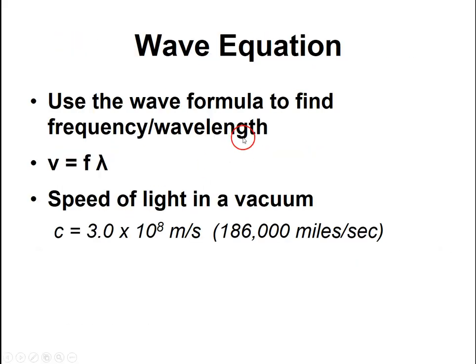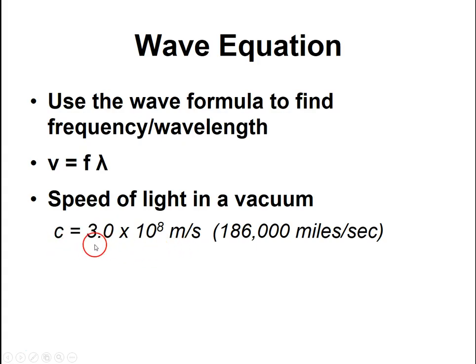So let's look at some of the math. We have our wave equation, if you recall, when we talked about sound, which is essentially v equals f times wavelength, where lambda is the wavelength here. Now, the speed of light is what we'd use here for velocity. And in a vacuum, this is a common number we're going to use a lot.